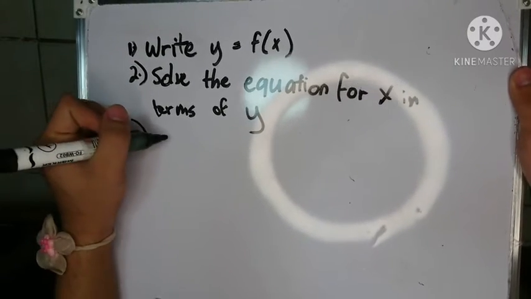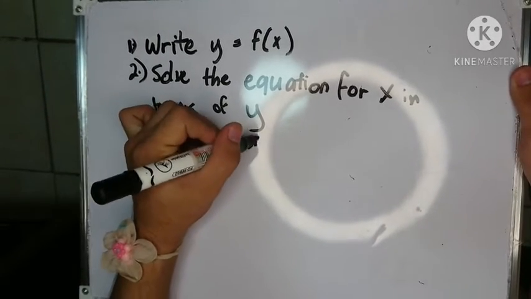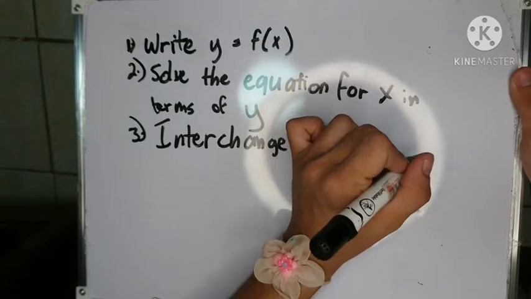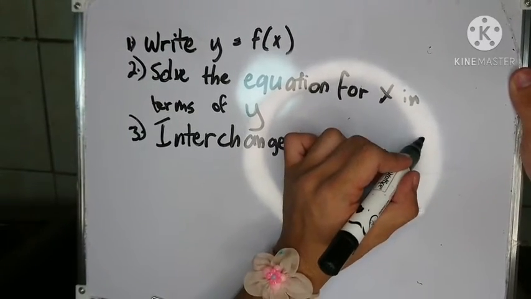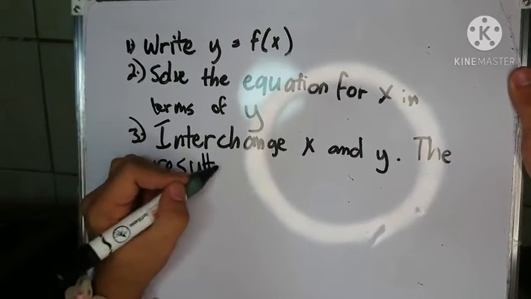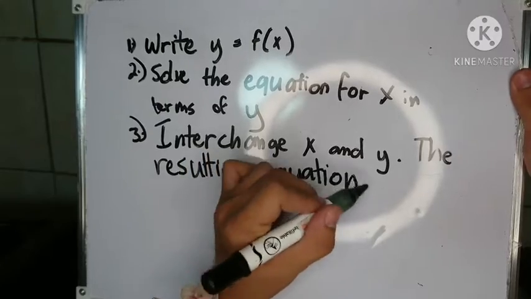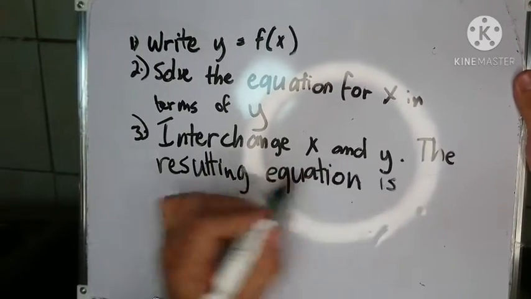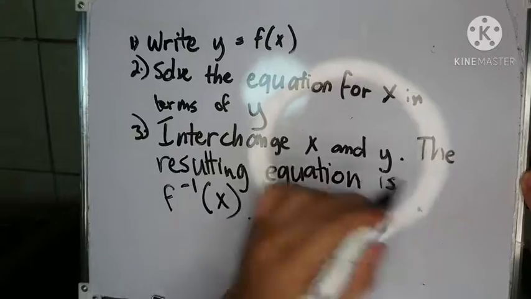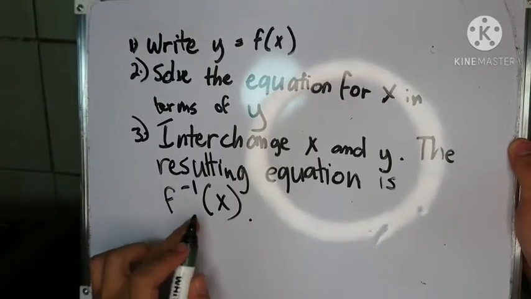And step 3 is to interchange x and y, and the resulting equation is the inverse of f(x). So later on, we should follow the steps and change the y to the inverse of f(x).